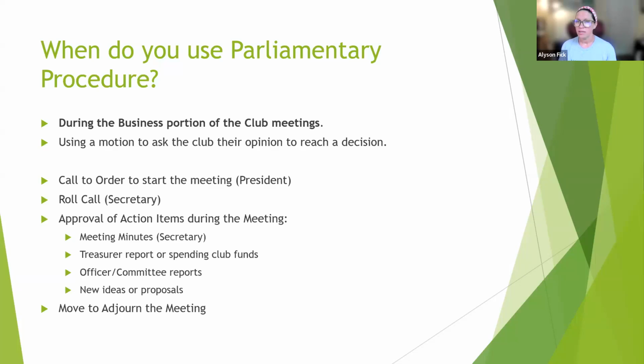If your club has new ideas or proposals that they need to evaluate with all of the members, again, you can use the parliamentary procedure voting to help your club reach the decision on those new ideas and proposals. And then finally, moving to adjourn the meeting or moving to the next part of the meeting, maybe the educational portion or the recreational portion.